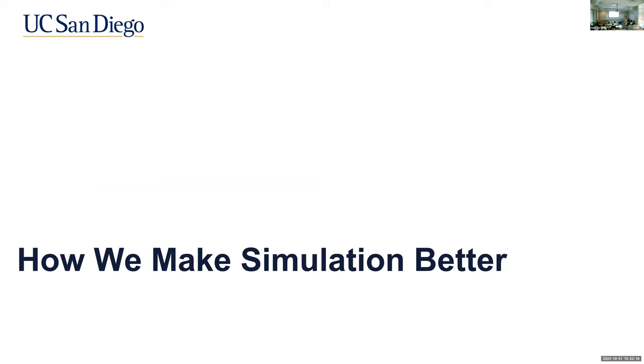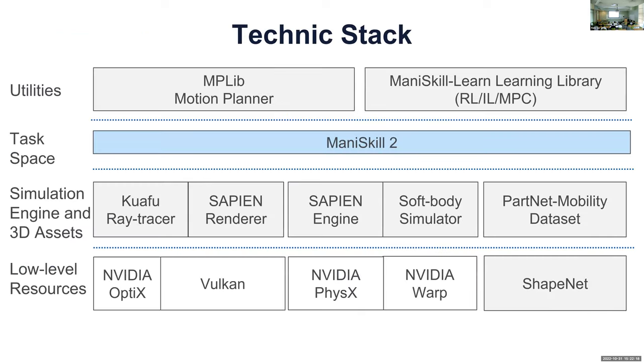We actually put a lot of effort into making the simulation better, and there's the full technical stack in ManiSkill. At the very bottom level are low-level resources, like public libraries, many from NVIDIA, and some from other work, like ShapeNet. On top of it is a level of simulation engines with datasets, like the PartNet-Mobility dataset derived from ShapeNet. Then there are a number of renderer and simulator components written by my students. On top of this is a space of tasks, where we need to design the reward, the specification of the task, and the demos. That's the level of ManiSkill 2.